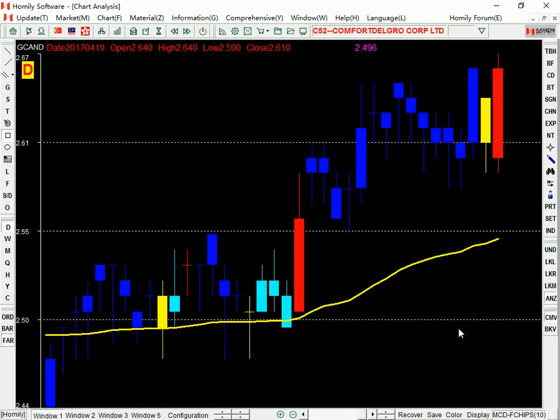So let's see this one. Red candlestick appears, buy or not? Can we buy or not? Why? Because the trend is uptrend. You just keep it.